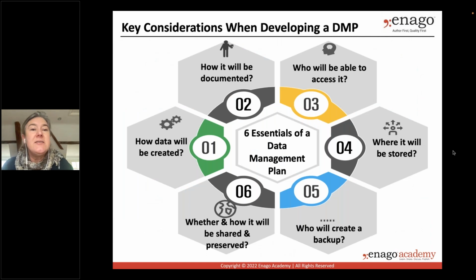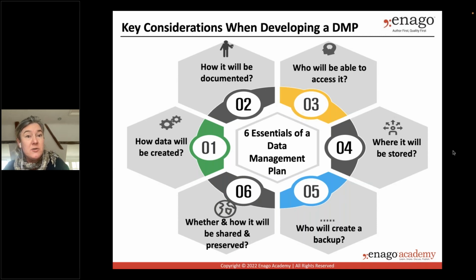So, got some key considerations for when you're developing your data management plan. So we start off with how will the data be created, through what processes, again, what instruments, how will it be documented, and that could be the range of electronic lab books, there could be videos or other instruments again. Who will be able to access it, and that's something that's going to perhaps change according to whereabouts in the project the overall research project is actually situated.